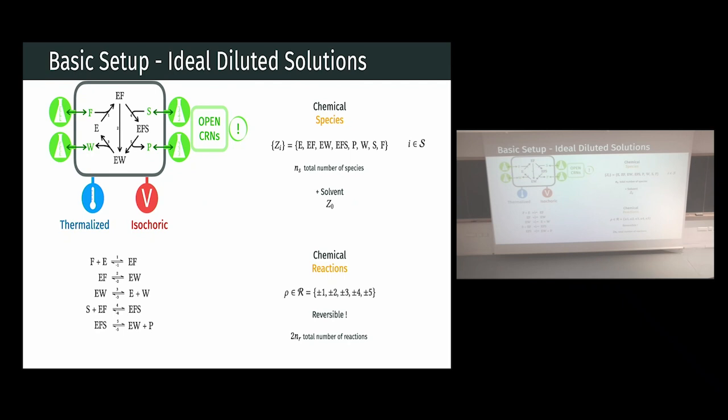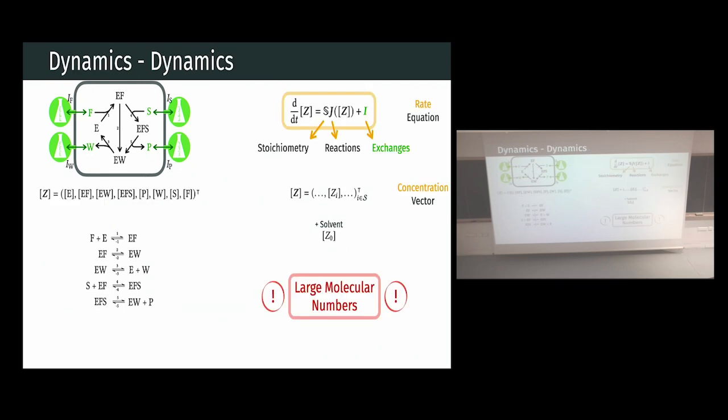Okay, dynamics, all right? So we are going to assume that the species are highly abundant, so that we don't care about the fluctuations of each reaction. And we can safely describe the dynamics in terms of a deterministic rate equation for the concentration Z of the chemical species. So Z is going to be a vector of the concentrations of all species but the solvent. The solvent is not involved in the chemical reactions, so the concentration of the solvent doesn't change in time.